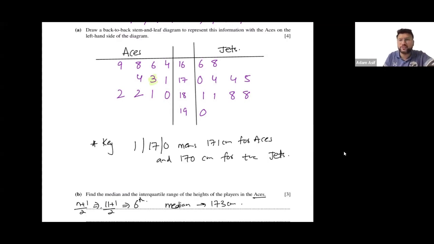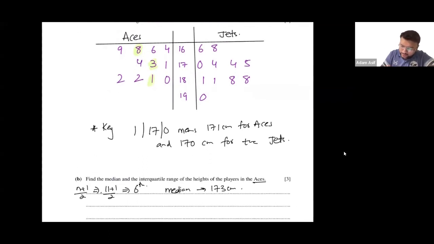Then for interquartile range, we need the upper quartile and the lower quartile. The lower quartile is the median of the values before the median. So before this median there are 5 values. The median of these 5 values is your lower quartile, and that's going to be 168. And the upper quartile will be the median of the values after the median. So after the median there are 5 values. What will their median be? It's going to be at the third position, that's 181.